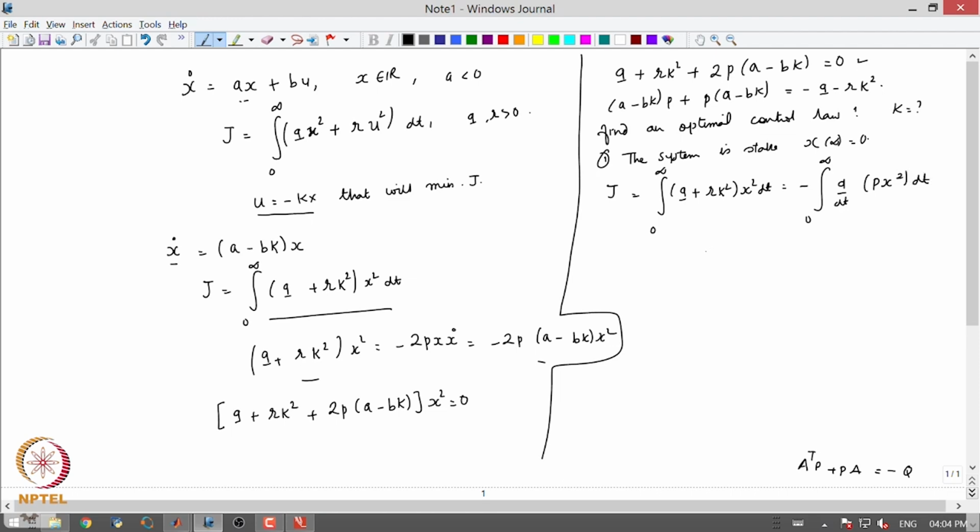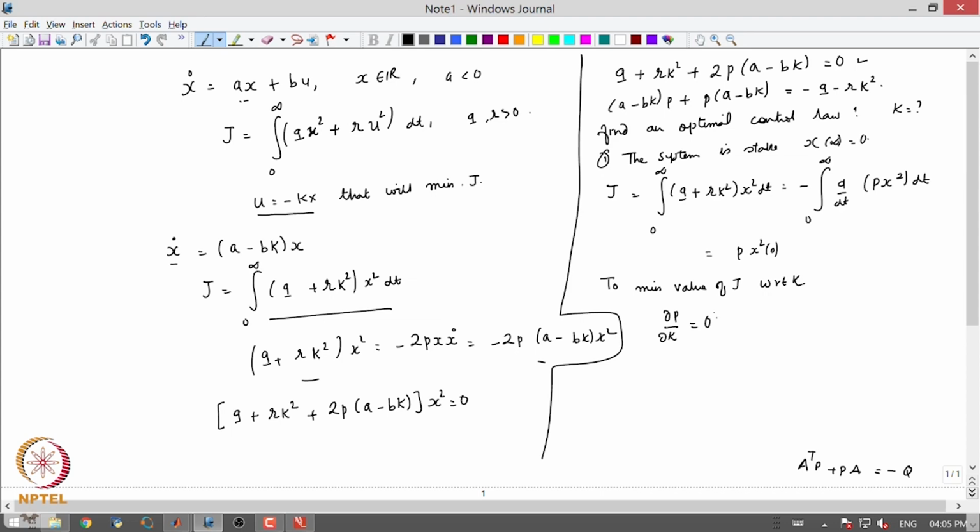Okay. So, this will be what? This will be simply p x square 0, because x at infinity is 0. Okay. Now, to minimize the value of j given some x0 with respect to k. Okay. So, what are we looking at? We are looking at a solution to the equation of this form: dp by dk equal to 0.